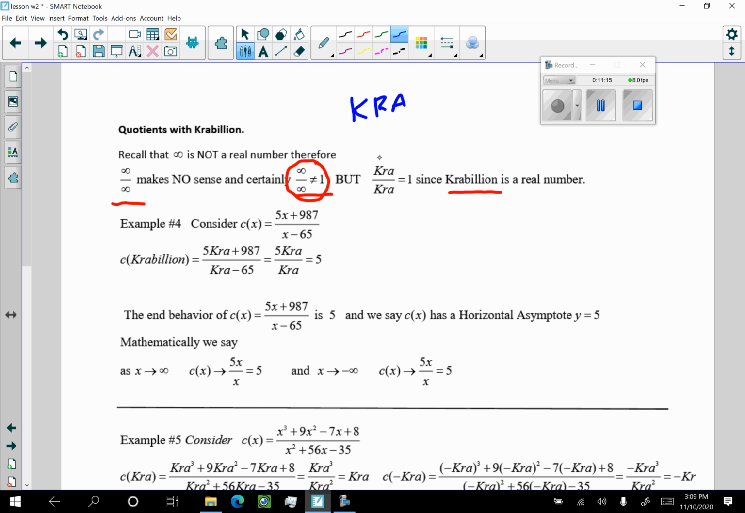This is the reason why I developed this whole idea of kerbillion. And we're going to use this fact a lot in calculus, that infinity over infinity does not equal 1. I'm going to guarantee you one daggone thing right now, kerbillion over kerbillion does equal 1.